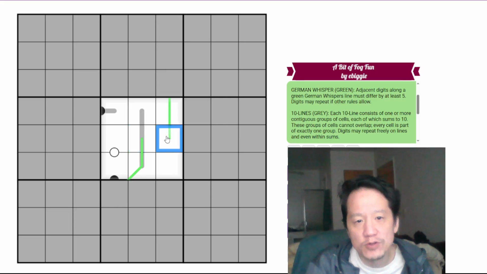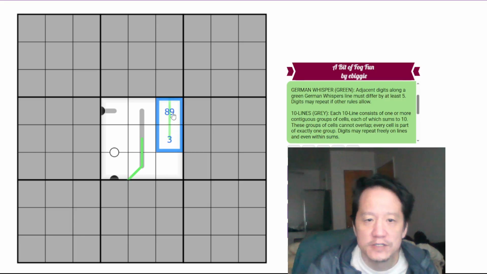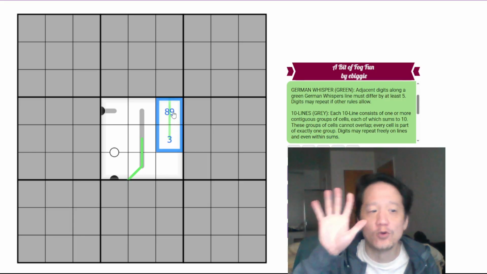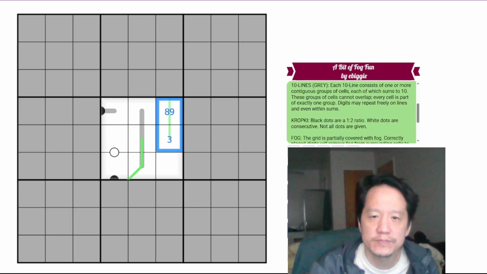So, for example, if this were a 3, this would have to be an 8 or a 9. It's because the only digits that are 5 or more away from 3 are specifically 8 and 9. So that's why this would have to be an 8 or a 9 here. And that's an example of how German whisper lines work.